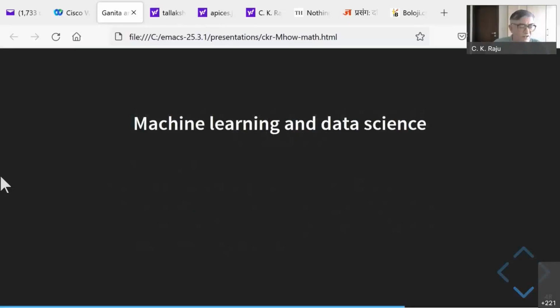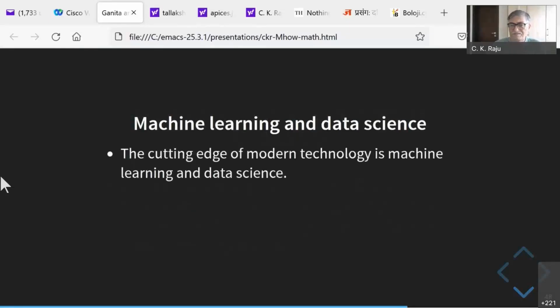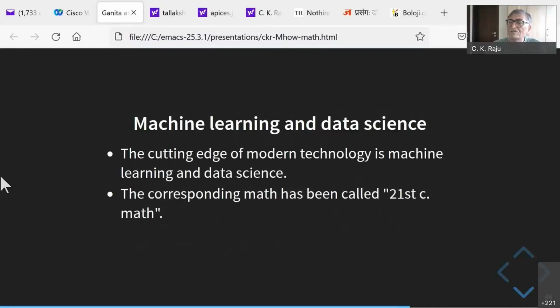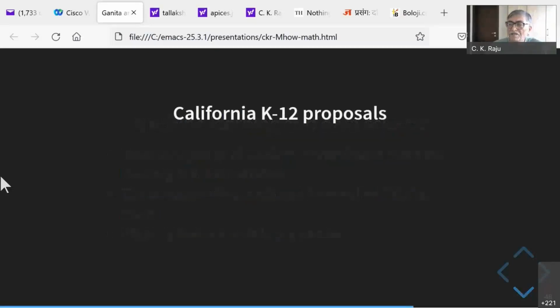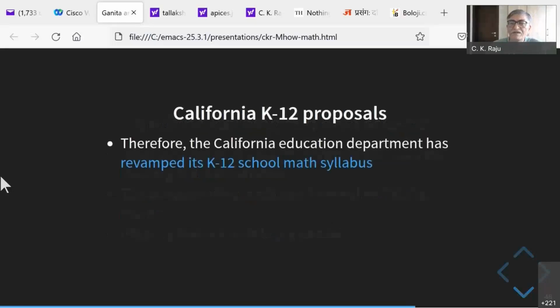It's about machine learning, about artificial intelligence, as it is called, and data science. That's the cutting edge of modern technology. Machine learning and data science. So the corresponding math is called 21st century math. And properly trained people are needed. How do you get those properly trained people? The problem is the calculus is very difficult.